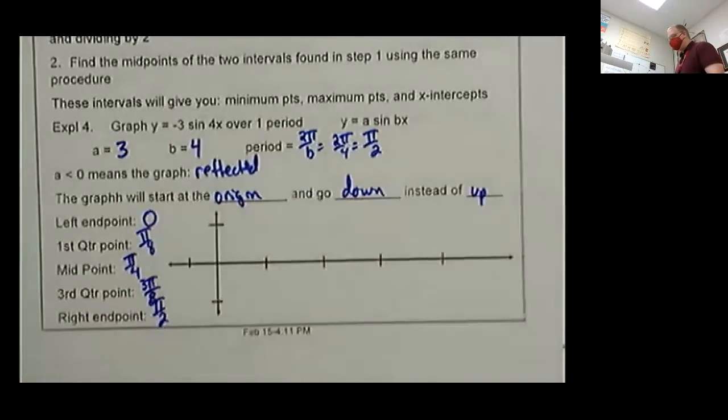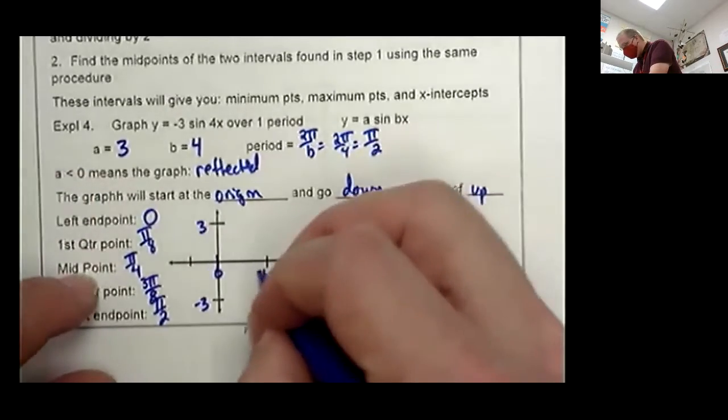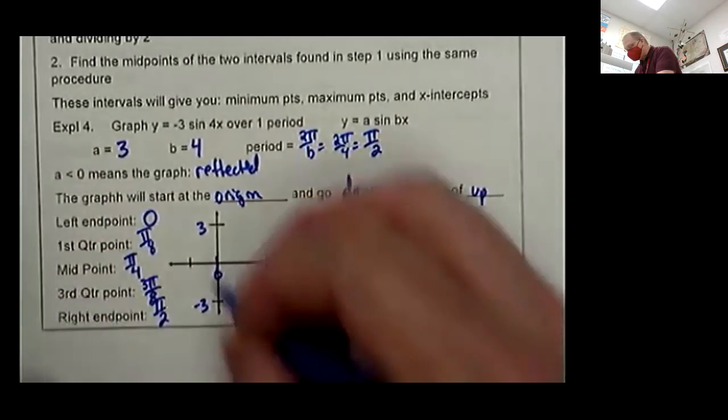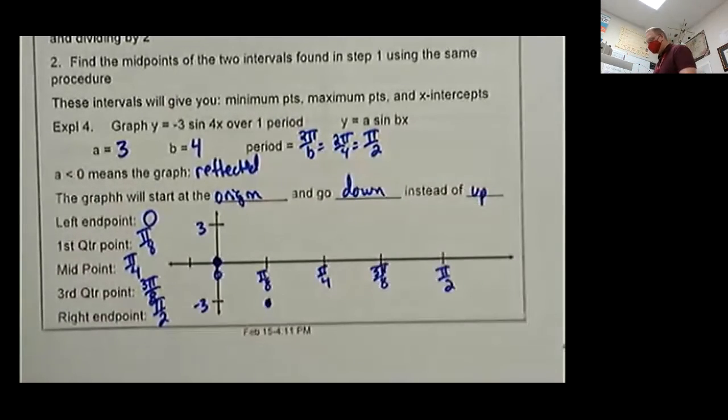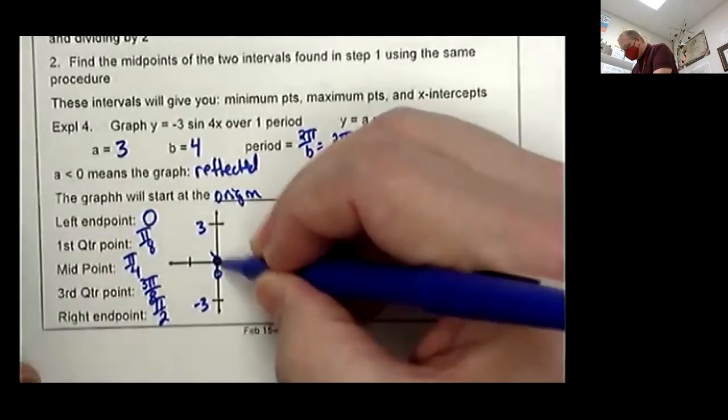So on our sketch, then we have our amplitude. The highest we're going to get is 3. The lowest we're going to get is negative 3. We're starting at 0, and our quarter points are pi eighths, pi fourths, 3 pi eighths, and pi halves. And that's pretty much all we need to sketch our graph. We know this is a sine graph, but it's a reflected sine graph. It has to start at 0. Then it's going to its minimum first because we reflected it, back to 0, then the maximum, and down.